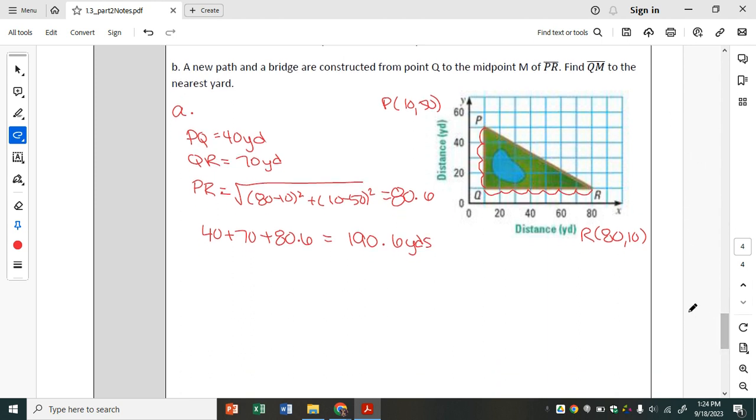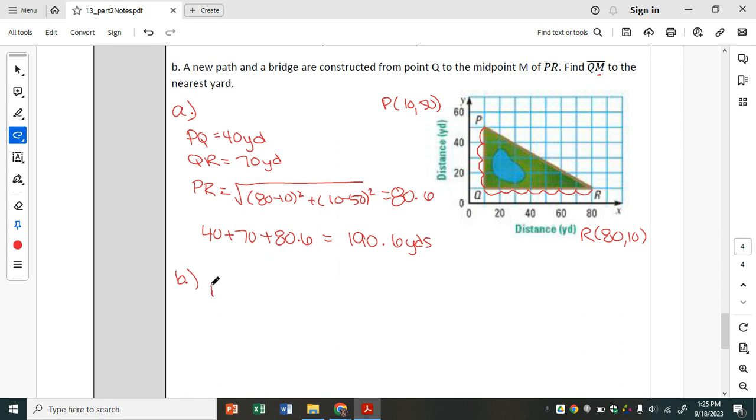Okay, and then on B it says a new path and a bridge are constructed from point Q to the midpoint of PR. Find QM, right? So M is going to be my midpoint once I find it, to the nearest yard. So the first thing is, if I don't have my midpoint, which I don't, I need to find it. So again, I have my values for PR here, my coordinates.